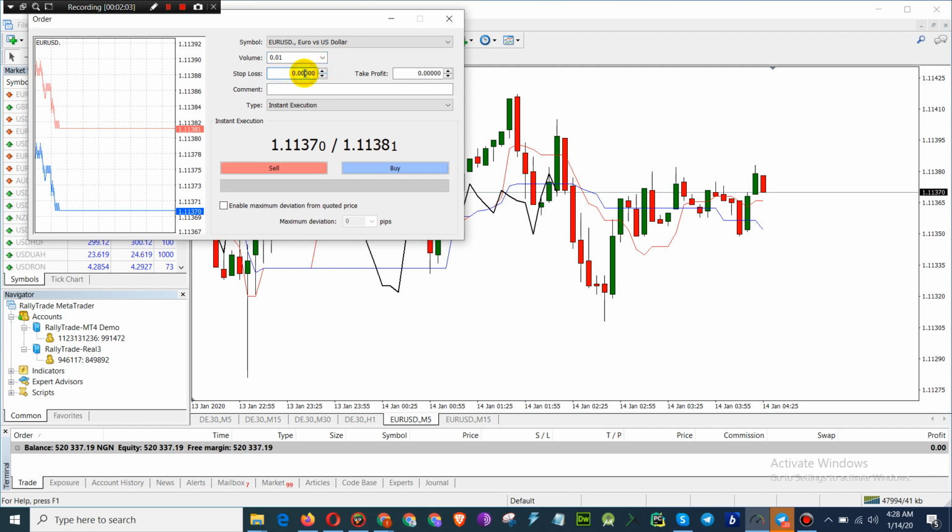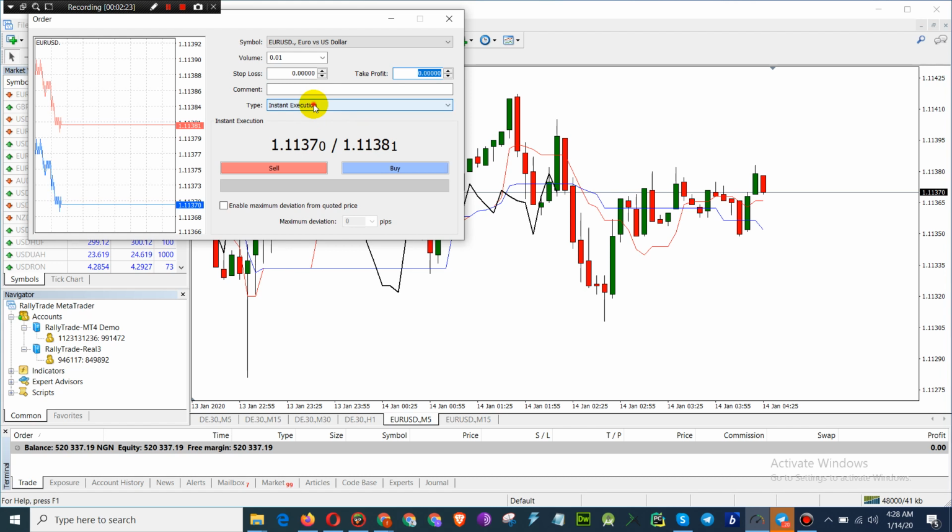This is where to put your stop loss and take profit, for example if you have received a signal from maybe a group or from anybody. The signal will come with a stop loss, but it won't come with take profit because you determine when to come out of the market yourself.